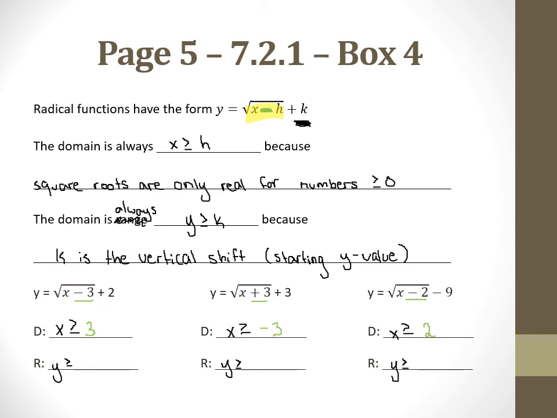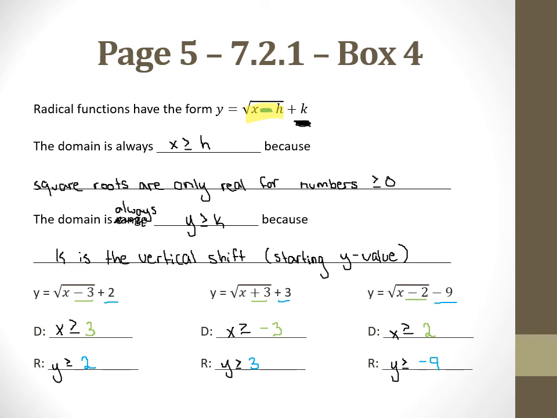The range comes straight from the vertical shift or the starting y value. So if it's a square root plus 2, then the range is y is greater than or equal to 2. If it's plus 3, then it's greater than or equal to 3. If it's minus 9, then it's greater than or equal to negative 9.